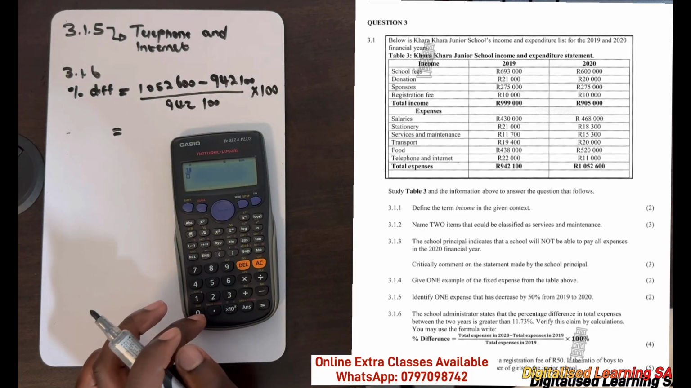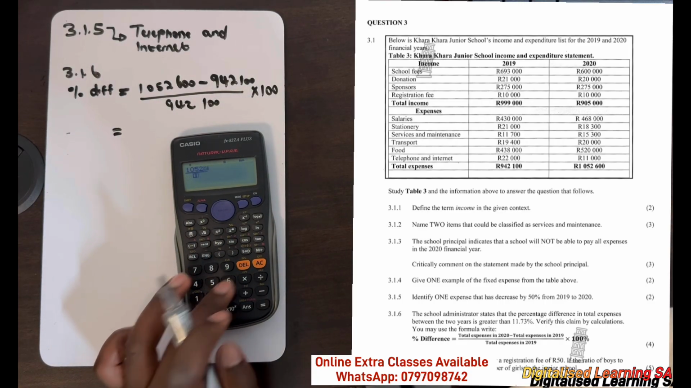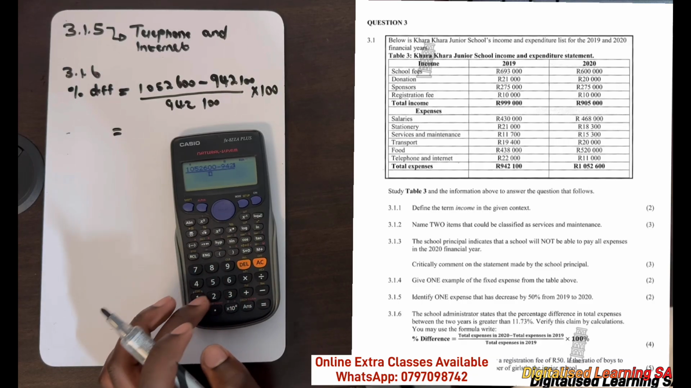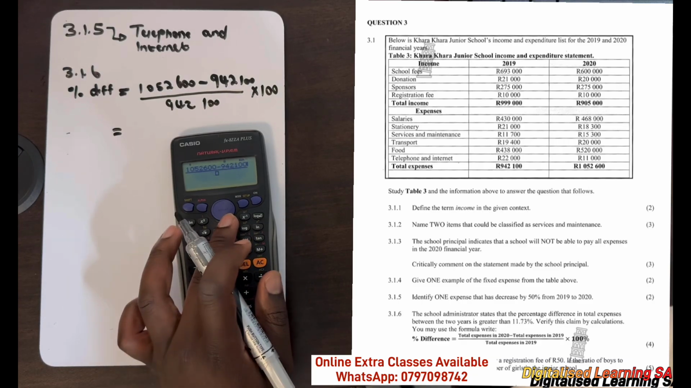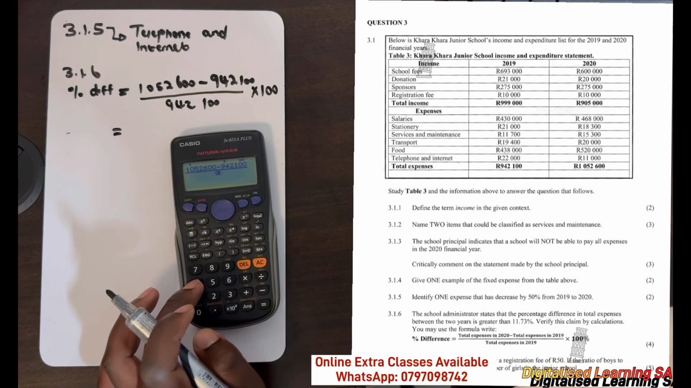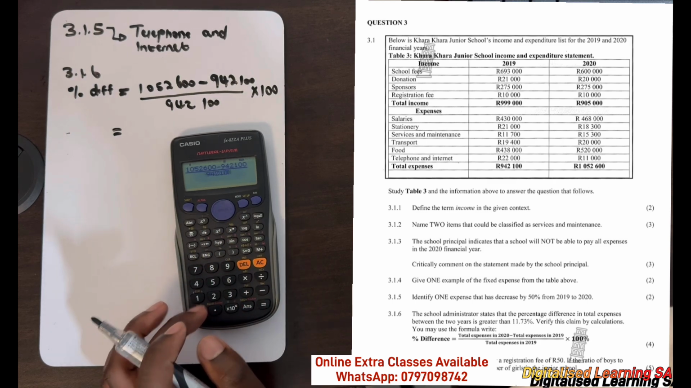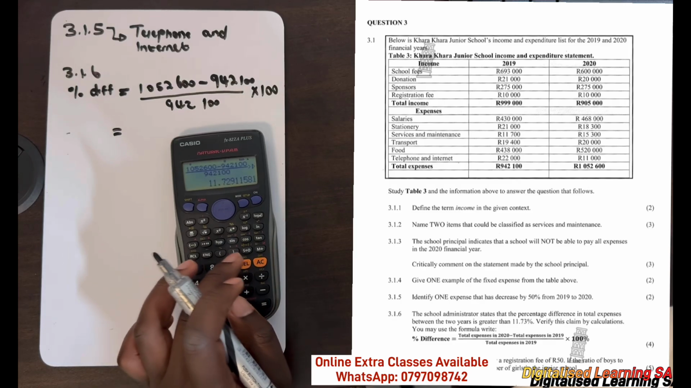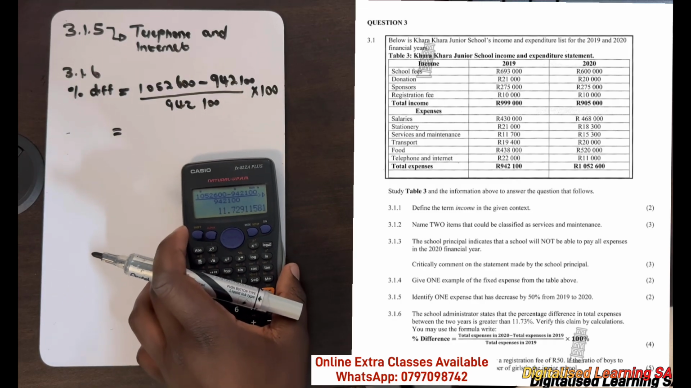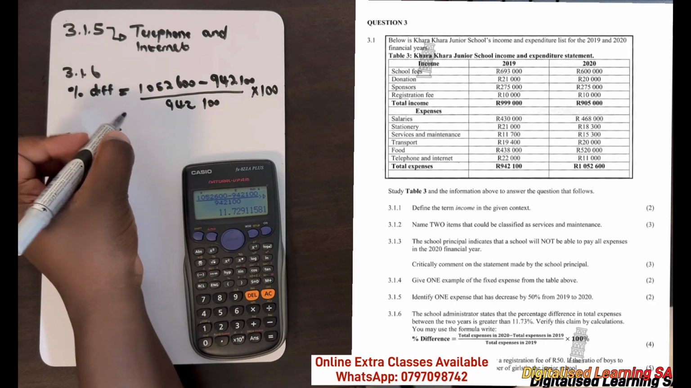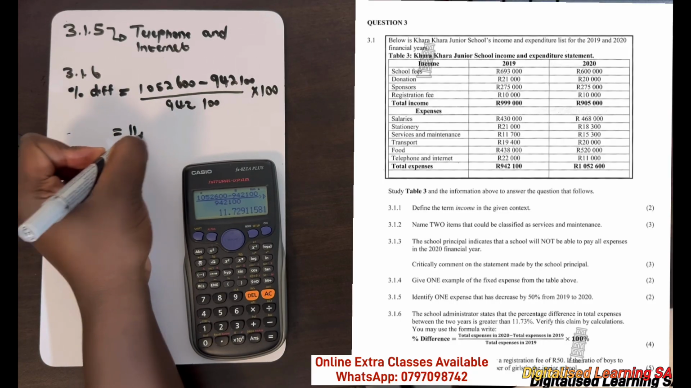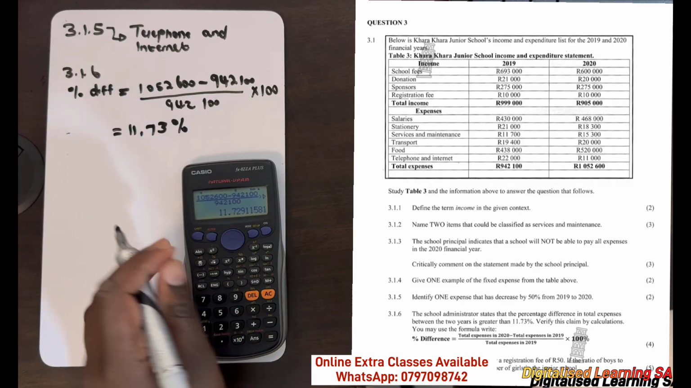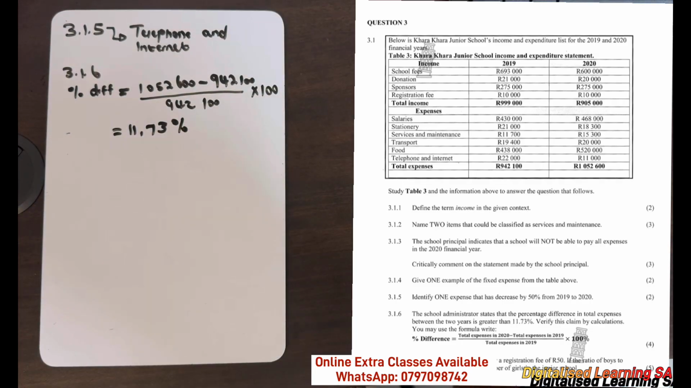So we're going to say 1,052,600 minus 942,100, divided by 942,100, multiplied by 100. And we can see that our answer is 11.73%.